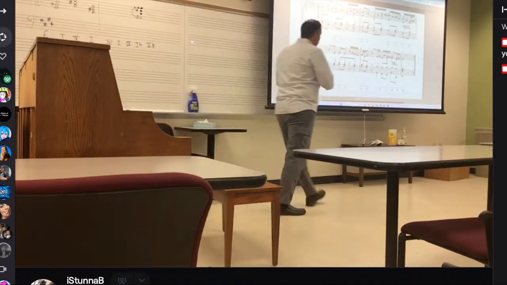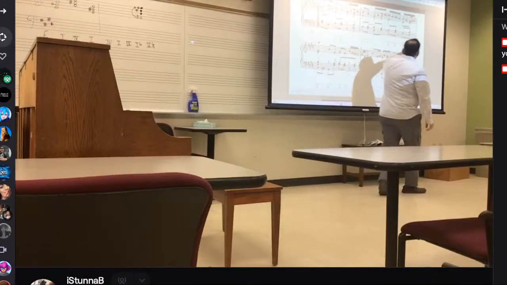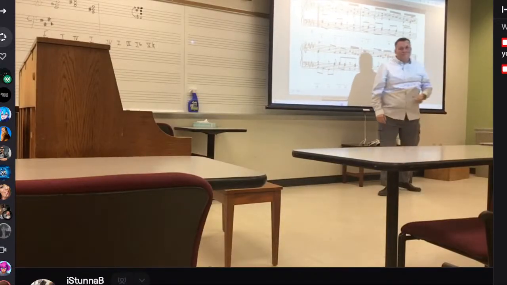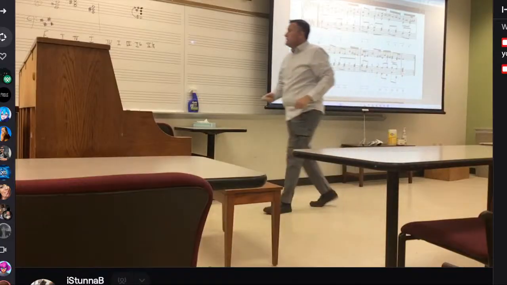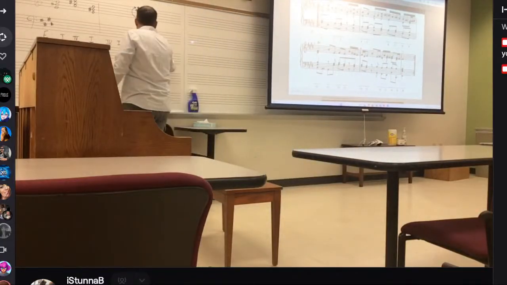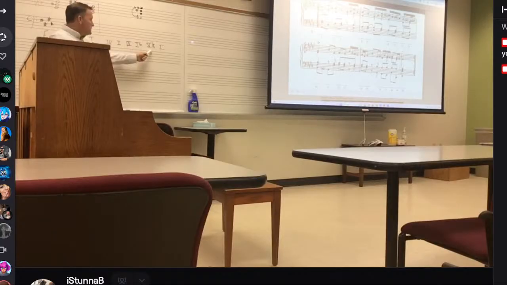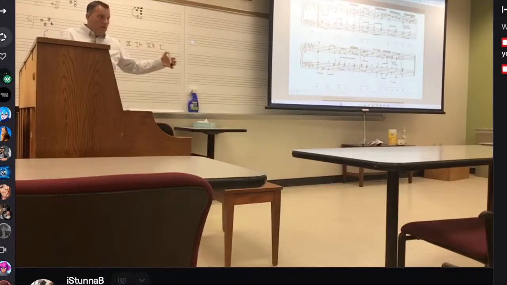Let's figure out what chord comes after that. We have E, B, E, and G sharp. E, G sharp, B, another 1 chord. Alright, so what kind of 6/4 then do we have? Is it cadential? Why is it not cadential?